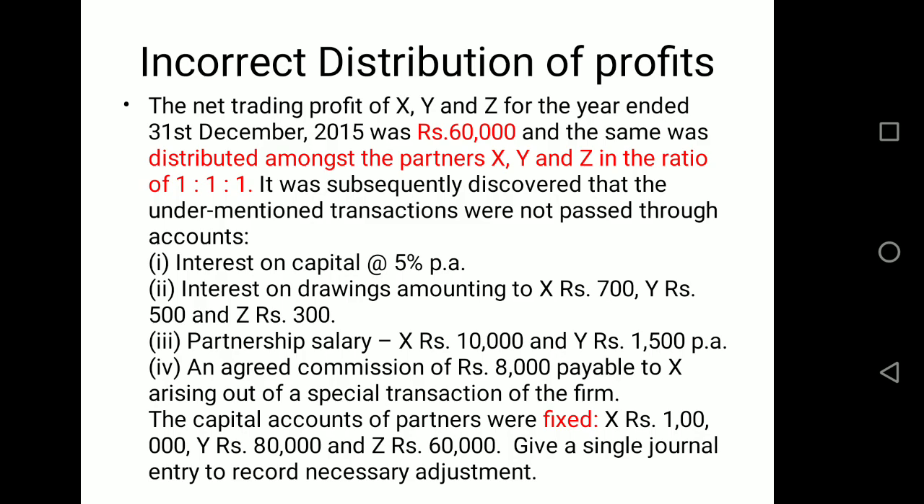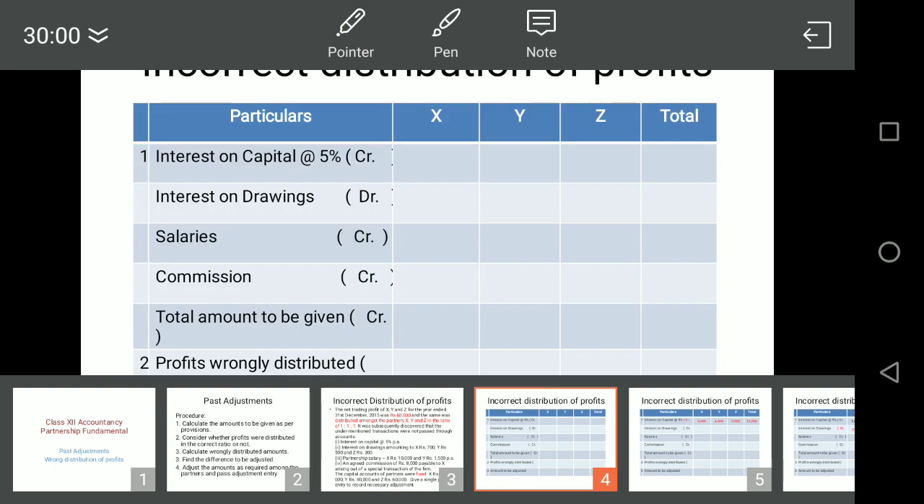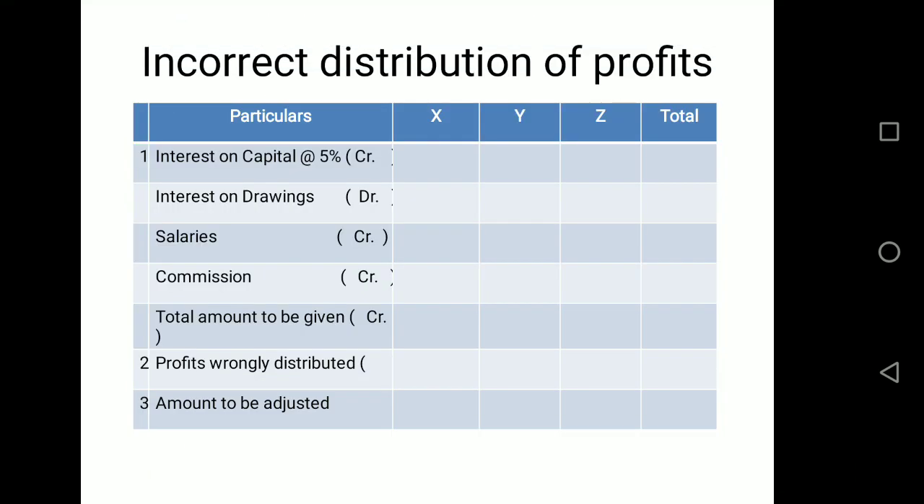Now in this we are given only one ratio, that is 1:1:1. So that means there is no error in the ratio. The profits were to be distributed in 1:1:1 and are distributed in 1:1:1. So the difference is only because of your omissions of provisions. So we only have to consider that. In this case, as I told you, the steps are to be done.